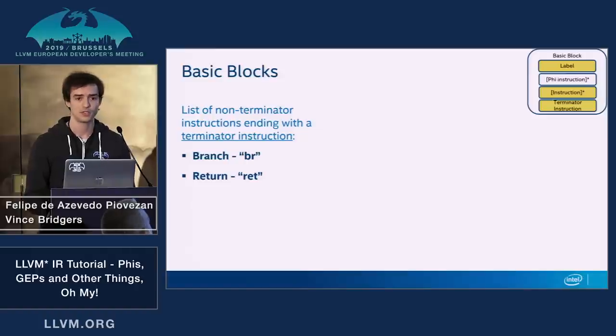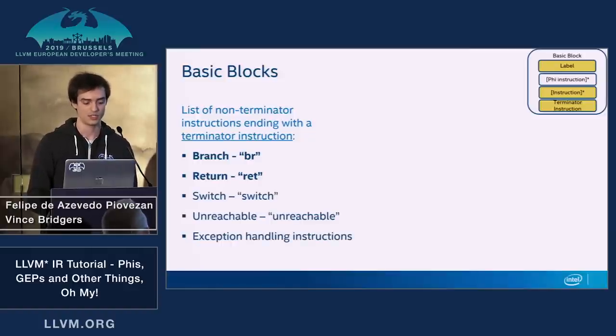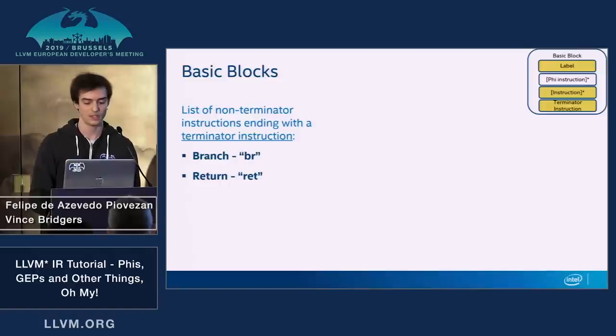The idea of a basic block is essentially to model a sequence of uninterruptible instructions. In LLVM IR, in particular, we're going to say that a basic block is a list of non-terminator instructions ending with a terminator. And what is this terminator? It's essentially an instruction that will take our control flow, our executing point of the code, to some other point. We've seen two examples so far, branches and return statements, but there are others. We have switches, there is an unreachable statement, and a bunch of exception handling instructions. But we're not going to focus on these in this presentation.